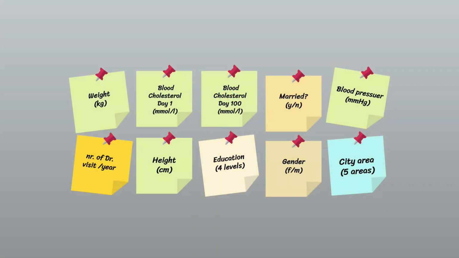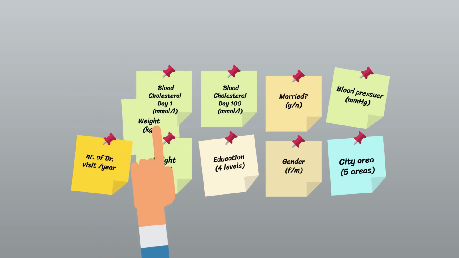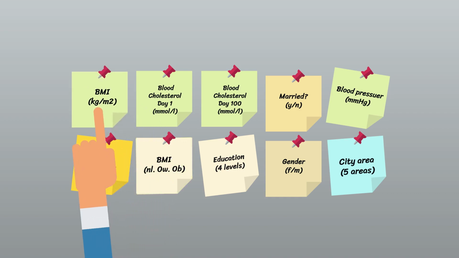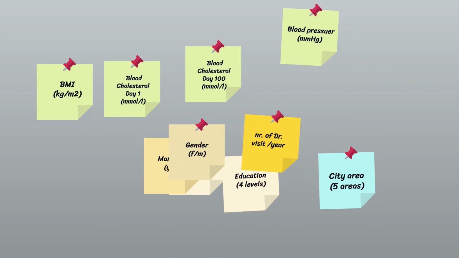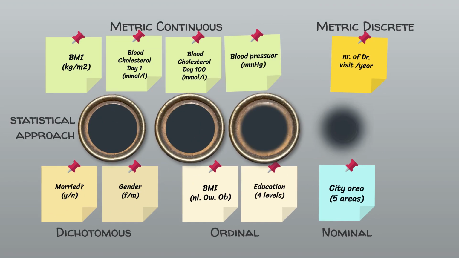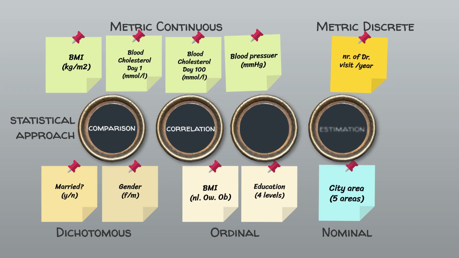These are the variables in my research, and I define their types with different colors. I made some new variables. For example, by using weight and height, I calculated the BMI, and then categorized it into 3 subgroups. Let's organize them by their types. And now I can approach them statistically in 4 different ways: comparison, correlation, estimation, and regression.